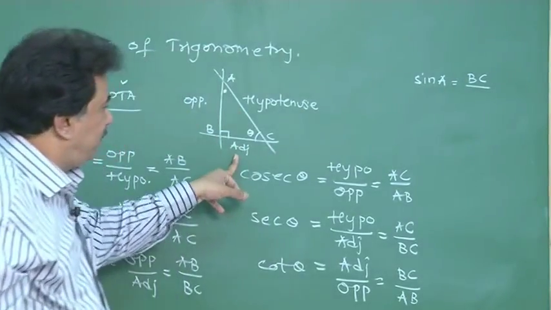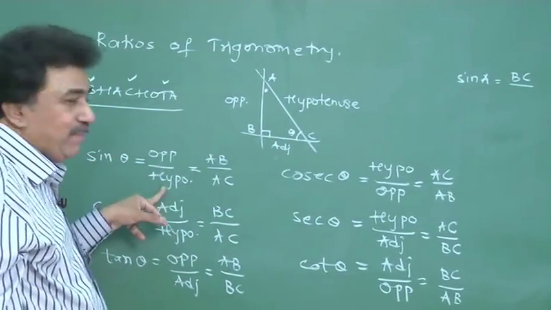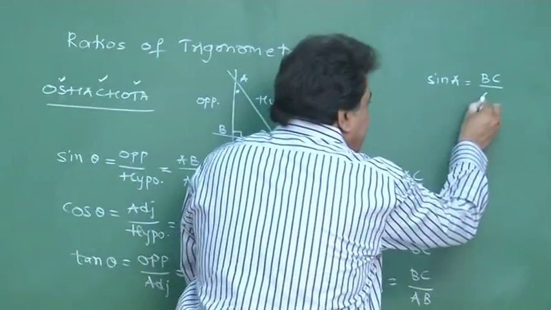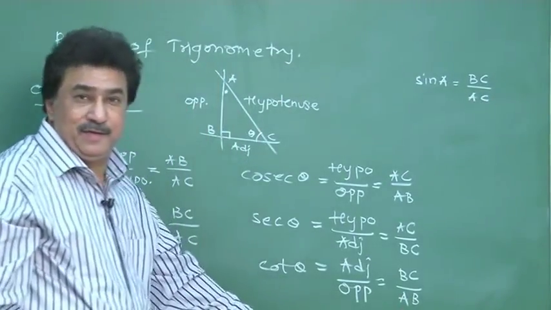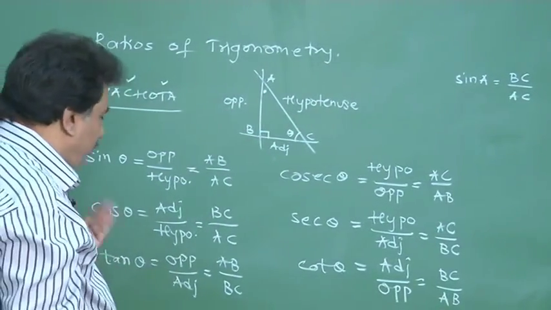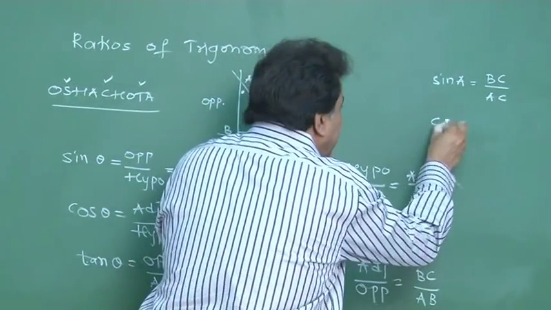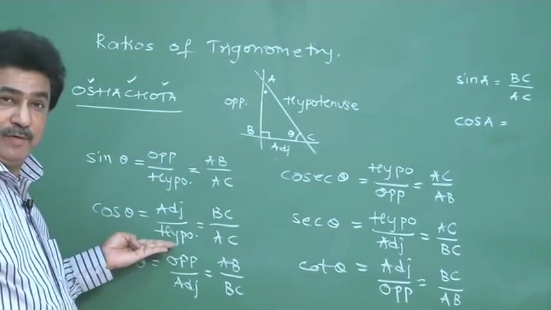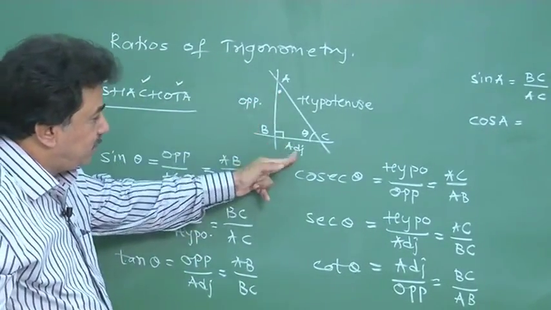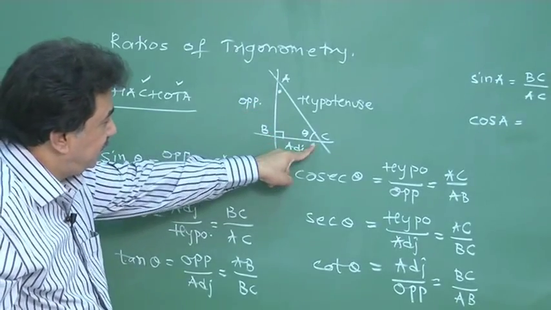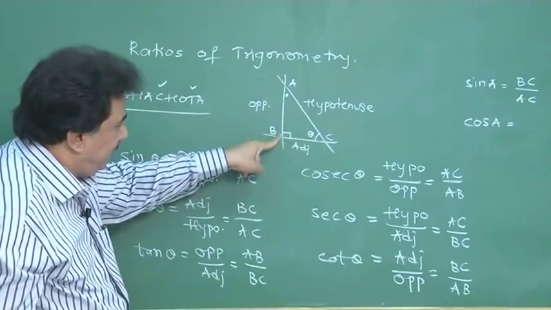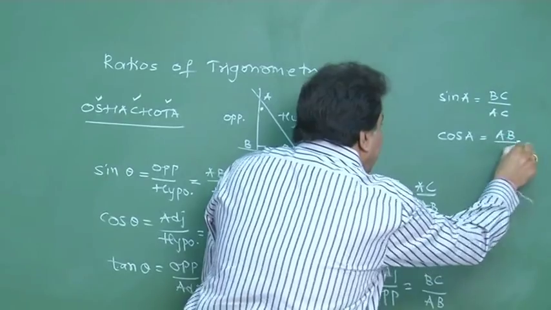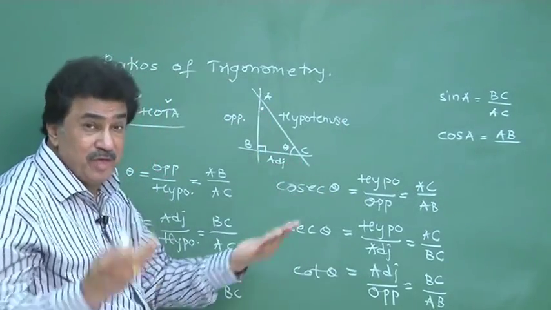So it will become what now? BC upon what? Hypo, yes or no? And hypo is only one, that's what? AC. Is it clear, full class? Are you getting it? Yes, beautiful. Then we go for cos. Suppose I write cos A, what's the formula for cos? Adjacent upon hypo. But from A, this is opposite. Opposite to angle A is what? BC. So which becomes the adjacent side? AB. AB becomes which side? Adjacent. So AB upon hypo, and hypo is the same, only a single hypotenuse.